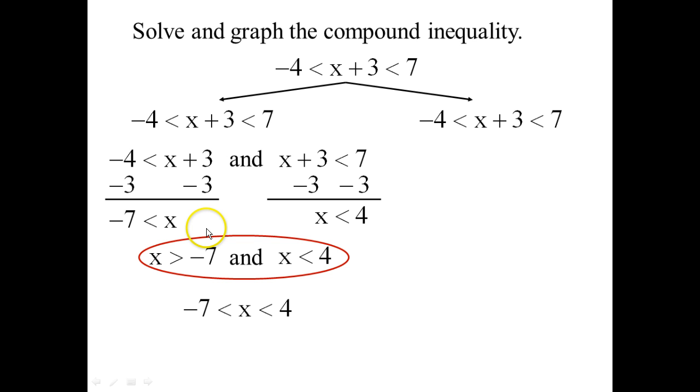Of course, we know from the last slide, this means all the numbers between negative 7 and 4. However, there is a little bit easier way of doing it. Anybody see what it is?